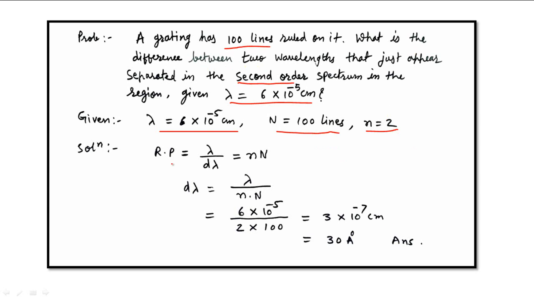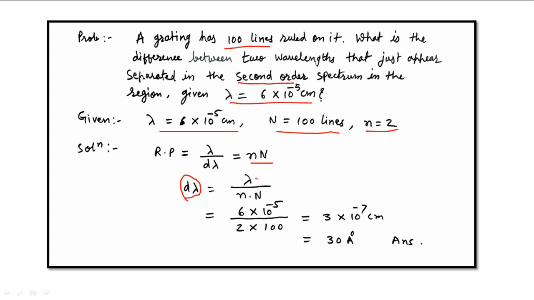So we know the formula for resolving power, it is lambda by d lambda is equal to small n into capital N. Since we have to calculate what is the difference between the two wavelengths that just appear separated, it means that we have to calculate d lambda. So we convert this formula in terms of d lambda, which is the difference between the two wavelengths. So that will be equal to lambda divided by small n into capital N.